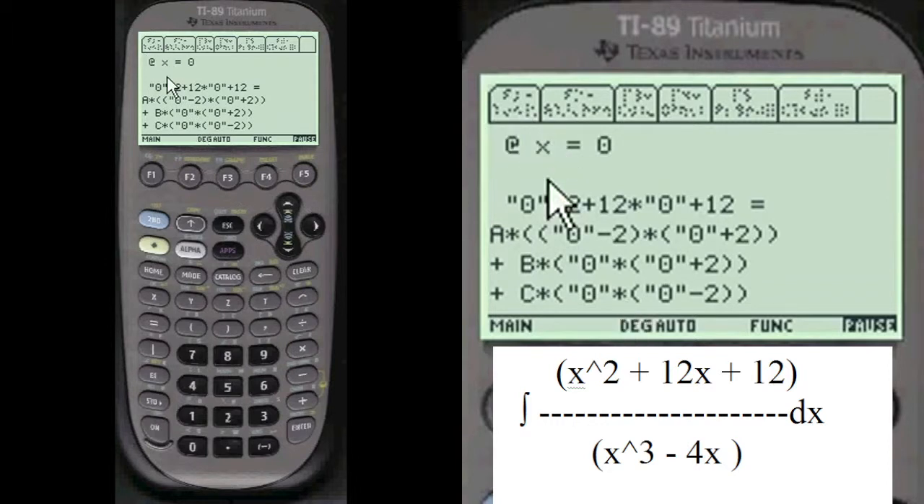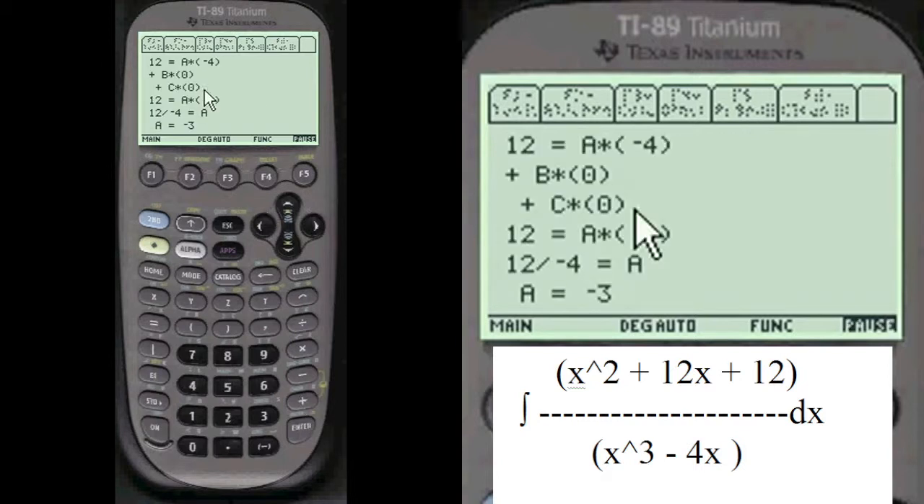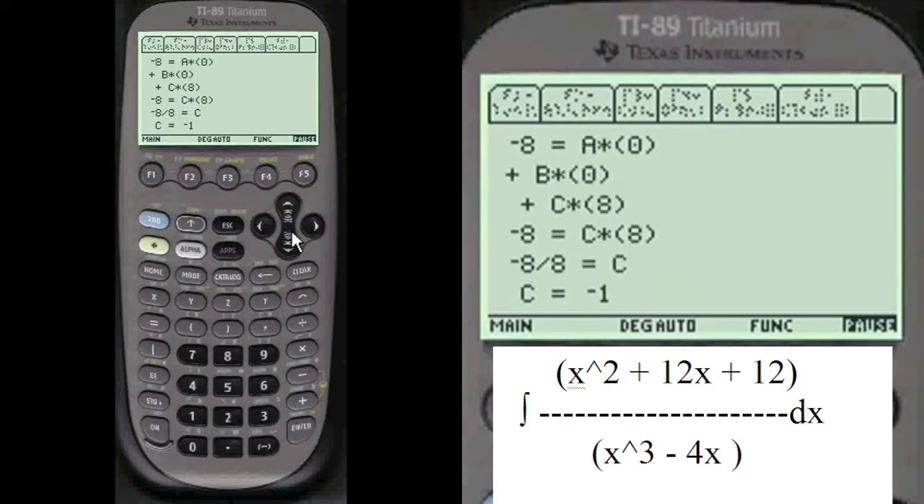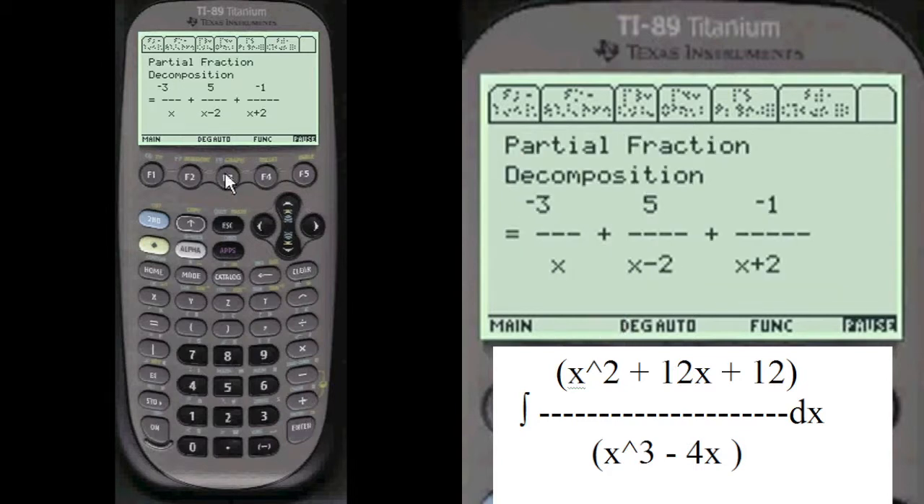At x equals 0, you substitute 0 for every x in all the computations here. And that turns out to be a equals minus 3. At x equals minus 2, substitute for x in all the equations. C equals minus 1. Partial fractions are minus 3 over x plus 5 over x minus 2 plus minus 1 over x plus 2.